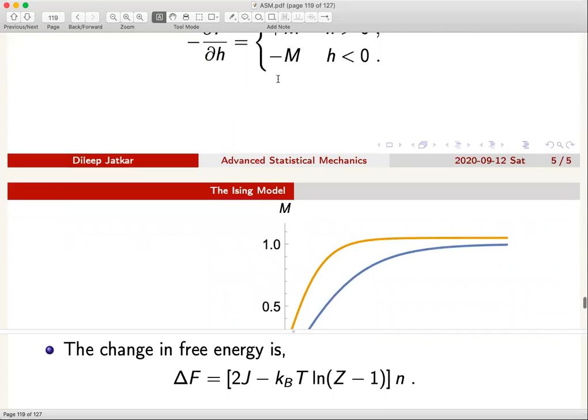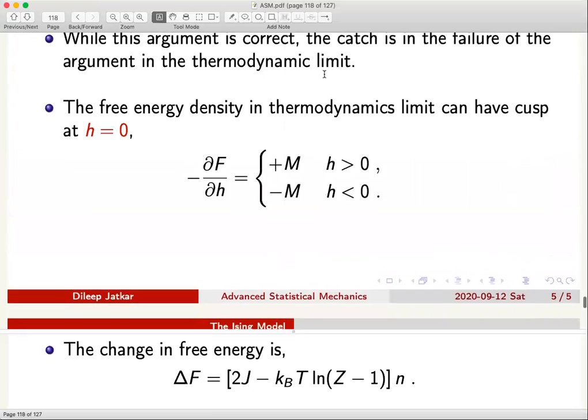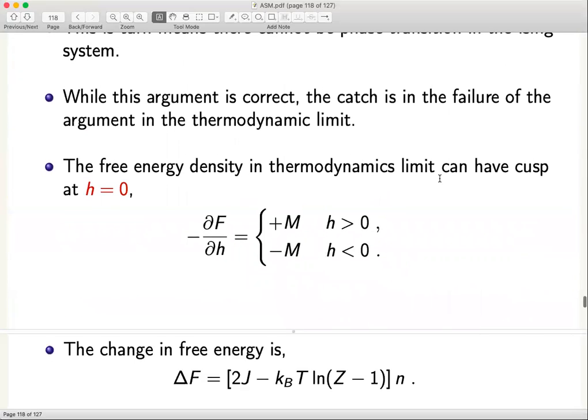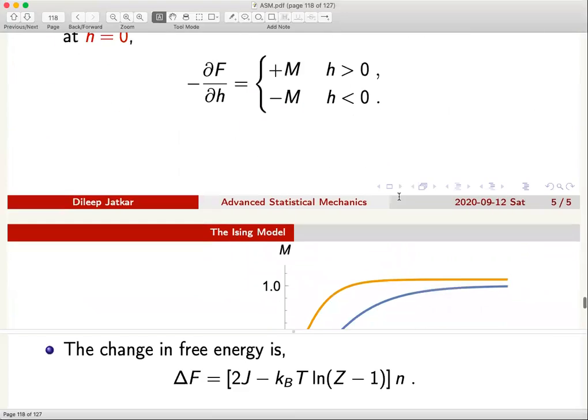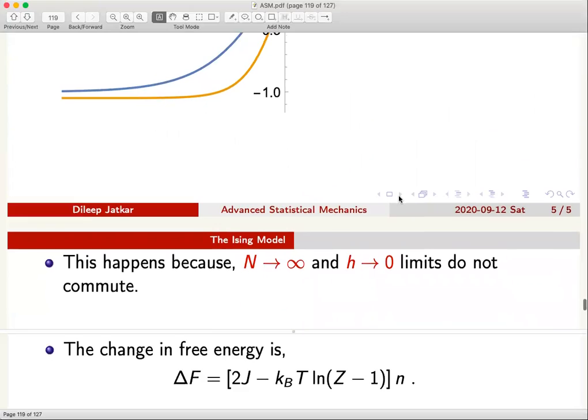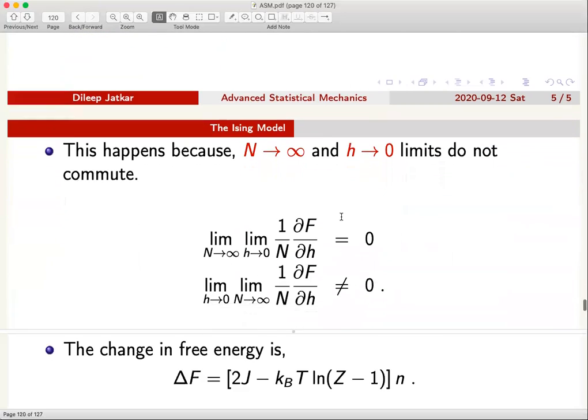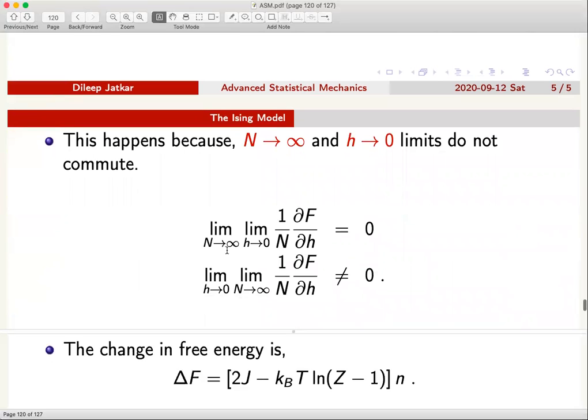The reason why this happens is because you have to take two different limits when you look at the thermodynamic limit of the system. The two different limits that you are trying to take are the following. You have to take h going to 0 and N going to infinity. And the question is, how do you take these limits? There is one way of taking this limit where you take h going to 0 first and then you take the N going to infinity limit.